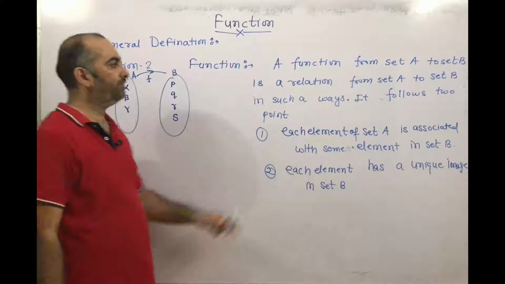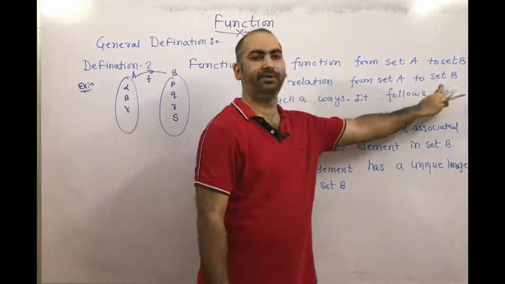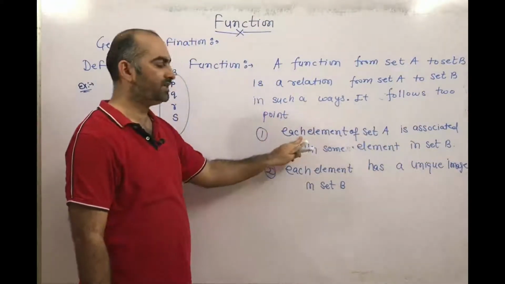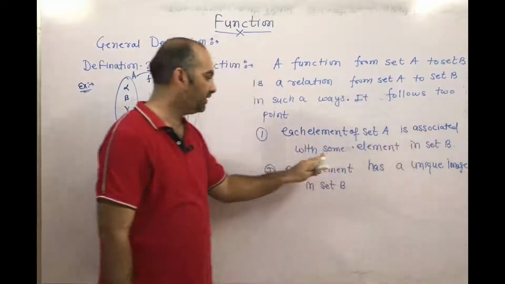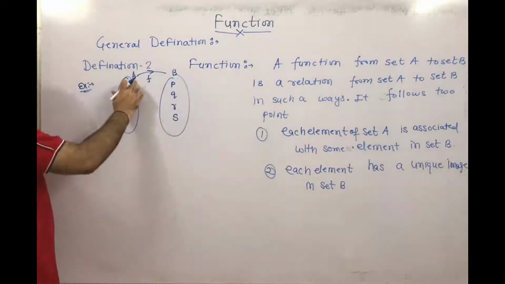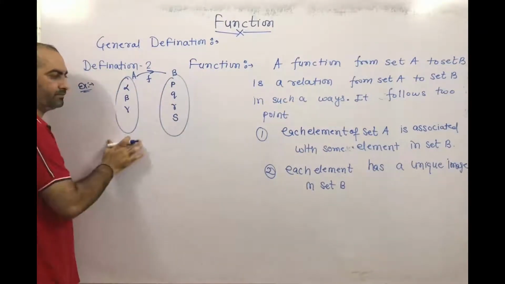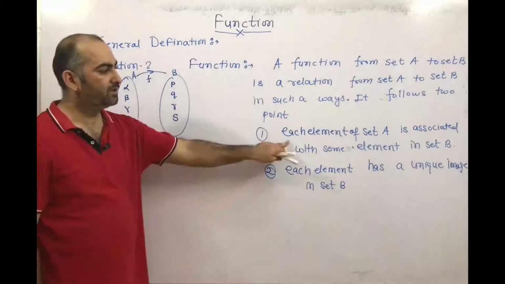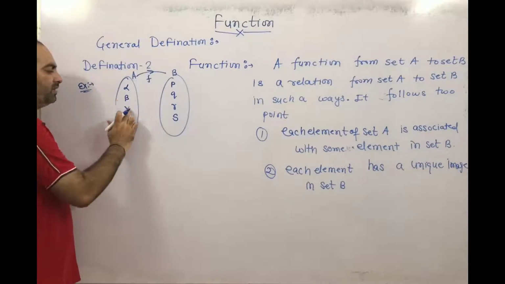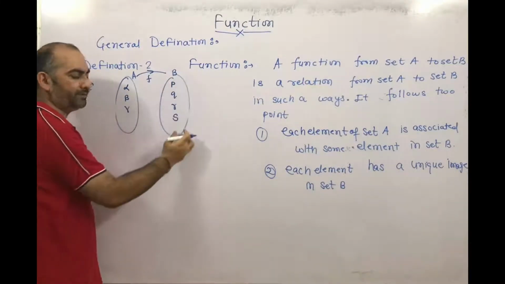So a function from set A to set B is a relation from set A to set B in such a way that it follows two conditions. First thing, each element of set A is associated with some element in set B. So here the condition is on set A. So the function is from A to B, so the condition is coming on set A. What is the condition? First, each element of set A is associated with some element in set B. That means alpha, beta, gamma should be connected with some element in B.